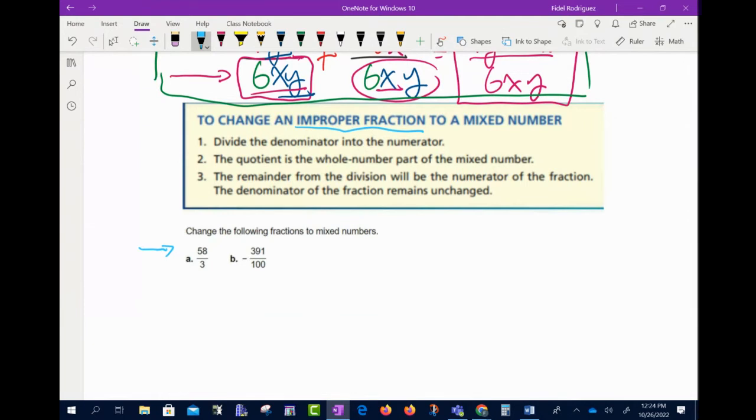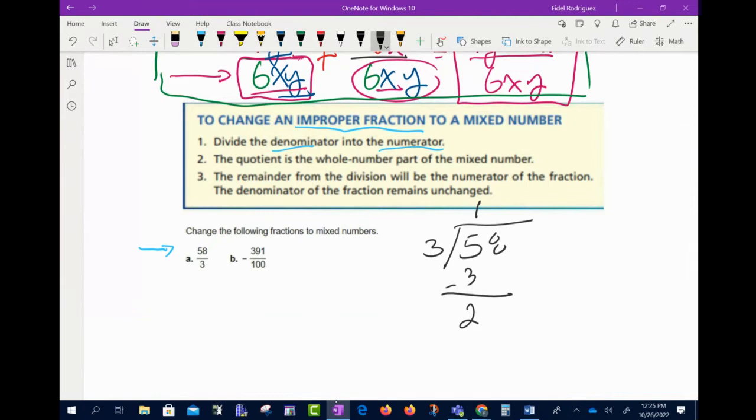Okay, so how do we do this? We're going to divide the denominator into the numerator. So we're going to divide the bottom number into the top one. The quotient is the whole number part of the mixed number, and the remainder is going to be the numerator of the fraction. Okay, so let me go through the first problem to kind of walk you through it. And again, you might remember this, right? 58 divided by 3. Okay, so 3 goes into 5 one time.